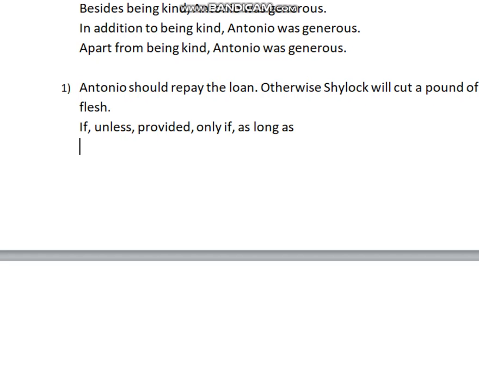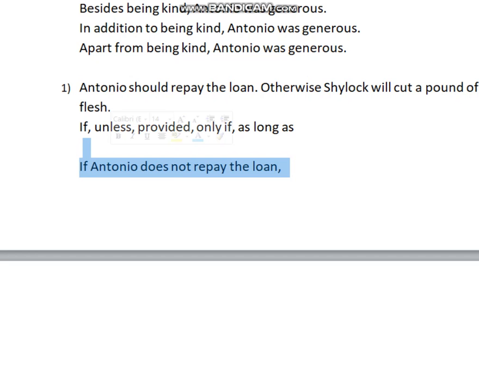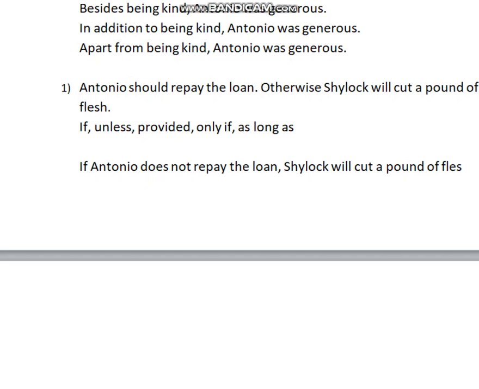Your answer will be, if Antonio does not repay the loan, comma. If Antonio does not repay the loan, this is the first clause. If introduces a condition and the second clause is the result of that. So if Antonio does not repay the loan, what will be the result? What will happen? Shylock will cut a pound of flesh.